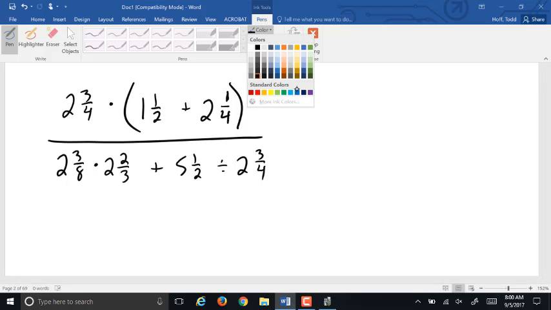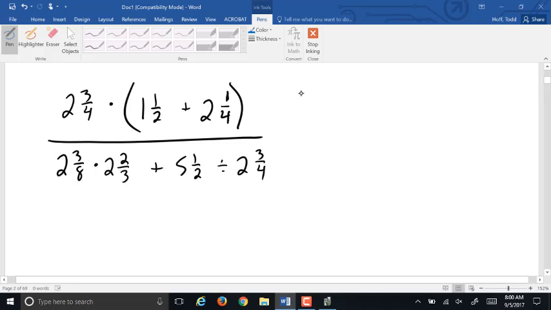Yeah, the calculators make these a lot easier. Without the calculators, you can see these are a tremendous amount of work. So 2 3/4 times the 1 1/2 plus 2 1/4 in parentheses. What do we have to do first there? The addition in the parentheses. That comes out to be 3 3/4.